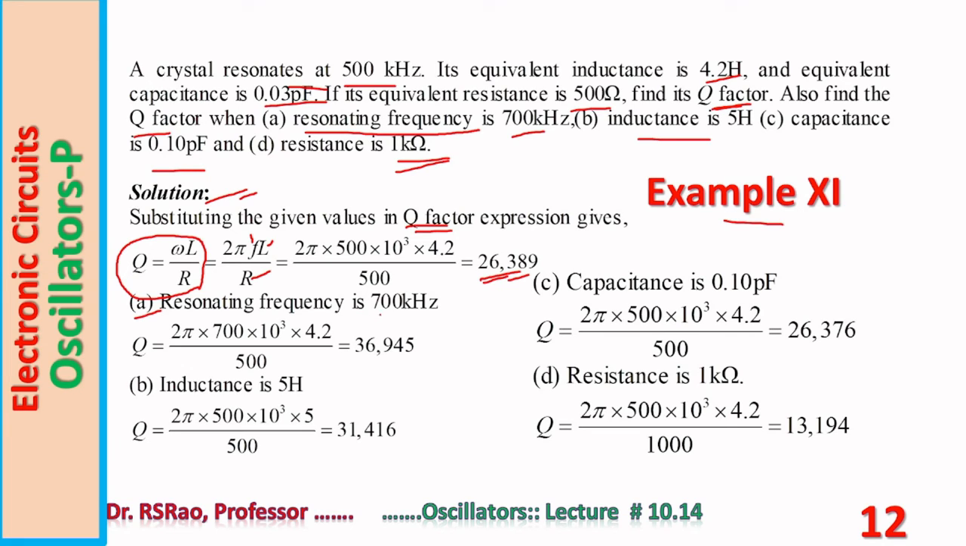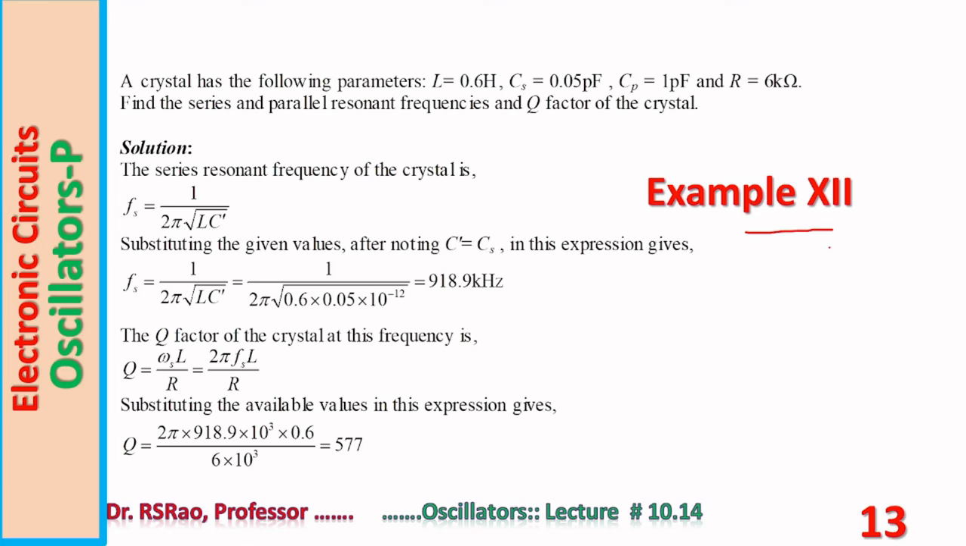A. In this case, the resonating frequency is 700 kilohertz. Therefore, Q becomes 36.945. In B, inductance is 5 Henry. So Q is 34,416. In case of C, capacitance is 0.10 picofarad. For this, Q can be obtained. It turns out to be 26,376. In D, resistance is 1 kilo ohm. So Q for this case is 13,194.